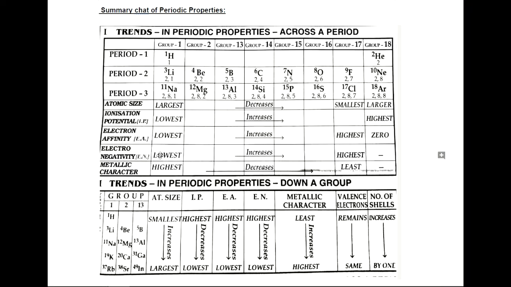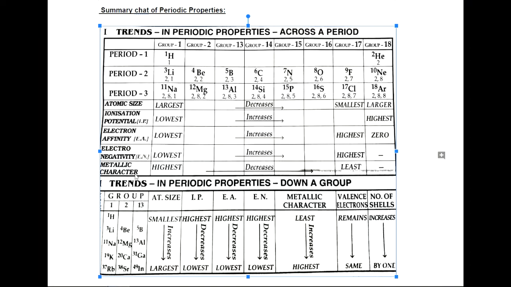Now the next periodic property is electronegativity. Left to right, electronegativity increases along a period. It means, for example, in period number 3, sodium has the lowest electronegativity but chlorine has the highest electronegativity.